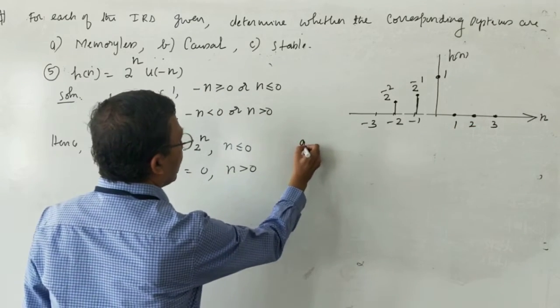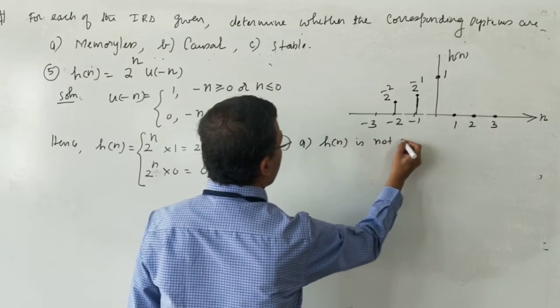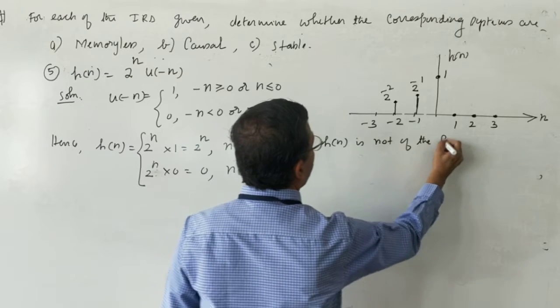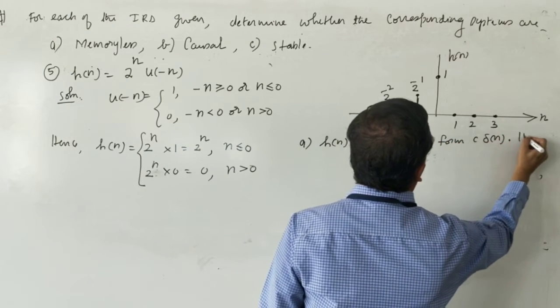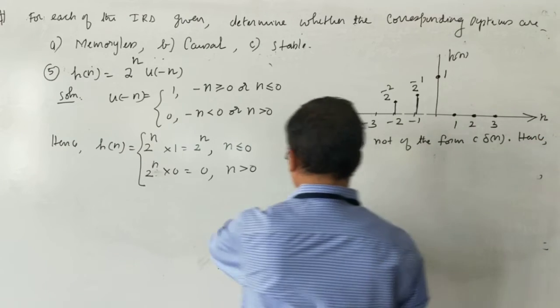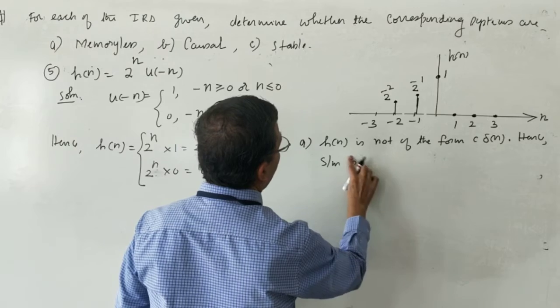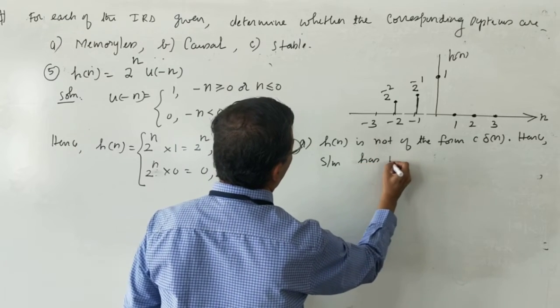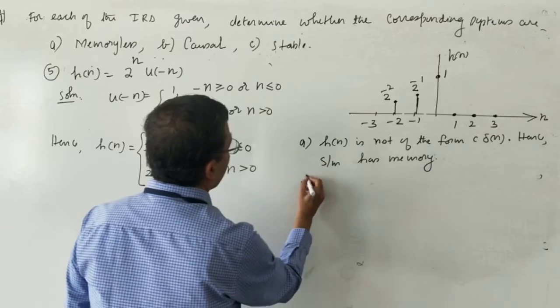Again I say, h of n is not of the form C into delta of n. Hence the system has memory, or not memoryless. Not memoryless or has memory.